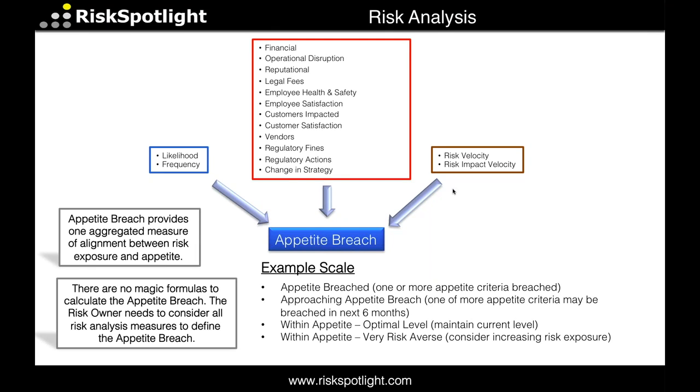So if your appetite says that your IT systems cannot be down for more than 10 minutes at a given point in time, and because you've lost some key employees, or you have very old IT software, now the likelihood that you will have a disruption of more than 10 minutes has increased, then you may say that, okay, that risk now breaches our risk appetite, because now we could have an IT disruption which could last more than 10 minutes. So that's where you would say appetite breached, or it may be approaching the appetite breach, where we haven't breached it yet, but we're getting close to that.